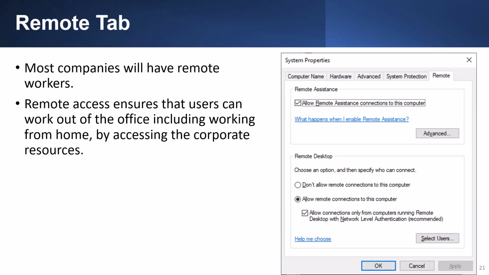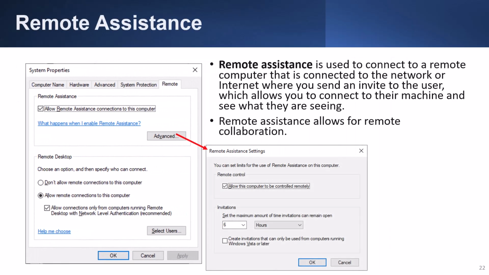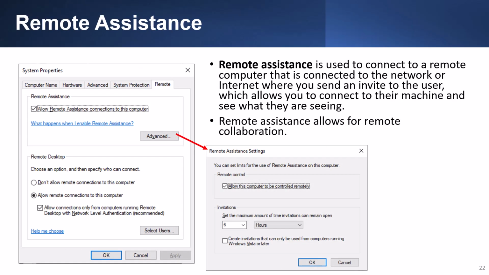Most companies will have remote workers. Remote access ensures that users can work out of the office, including working from home, by accessing the corporate resources. Remote Assistance is used to connect to a remote computer that's connected to the network or internet, where you send an invite to the user, which allows you to connect to their machine and see what they are seeing. Remote Assistance allows for remote collaboration.